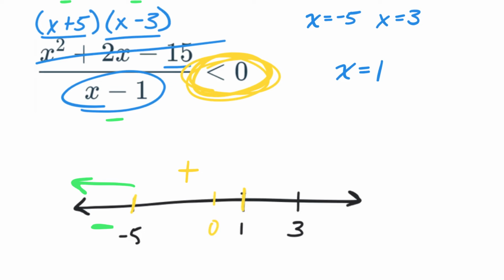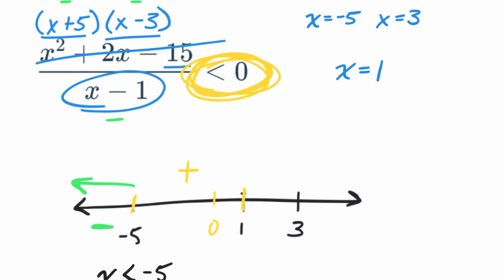So that's one of our solutions. X can be less than -5. The way we write this in interval notation is -infinity all the way up to -5, but not including. So we put a little parenthesis there.